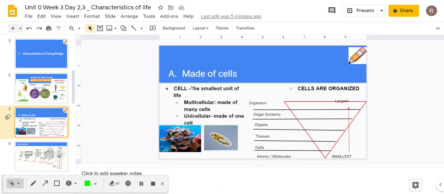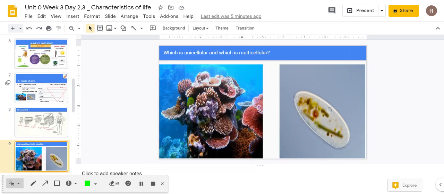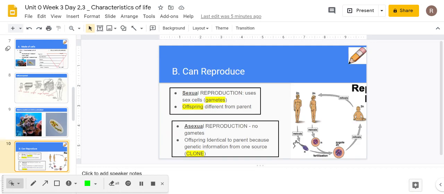Okay, so number one, all living things are made of cells. The next thing I want to talk about is that all living things can reproduce. It's extremely important that you understand that the cycle of life stops if there's no reproduction. It doesn't matter how long that organism lives if it can't pass on its information to the next generation so that the species stays alive.